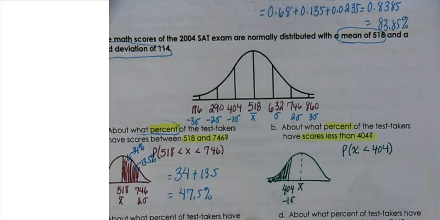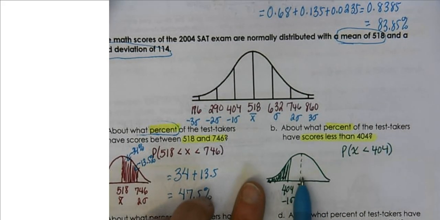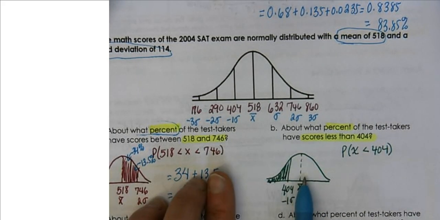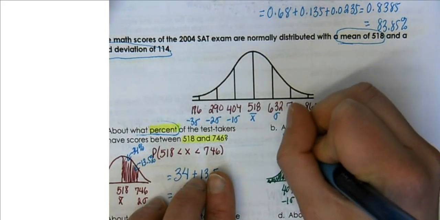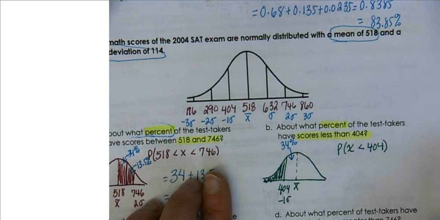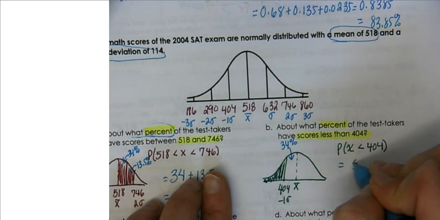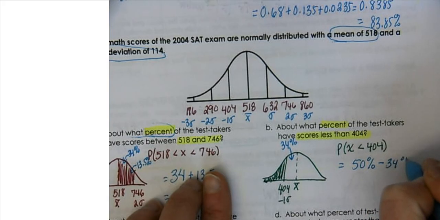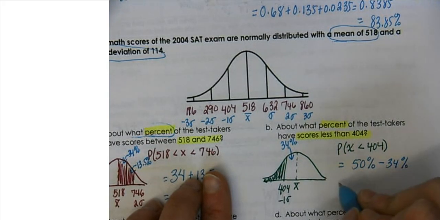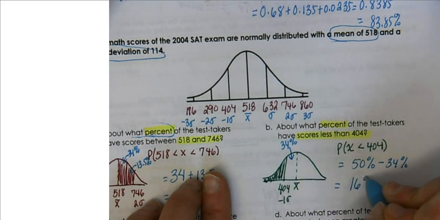Do you see how 50% would go from X bar all the way down? And the only part I am not interested in is 34%. So one way that I can approach this is by simply taking 50% and subtracting away the part that I do not want, which is 34%. And what I'm left with is 16%.